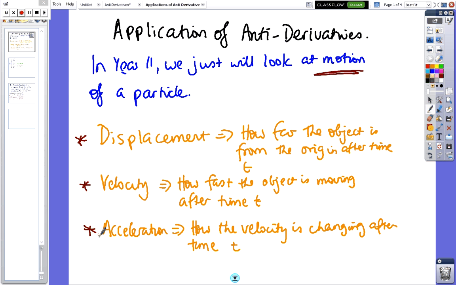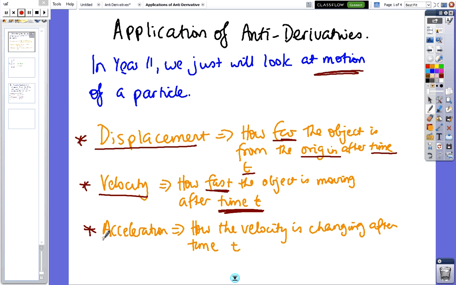The words we're going to use are displacement, and that's how far the object is from the origin. The object could be a particle or whatever. Velocity is how fast the object is moving at time t. So the variable is time. In previous topics the variable's been x, like when we have y equals x squared. Now the variable's time, so all the formulas will have the letter t.